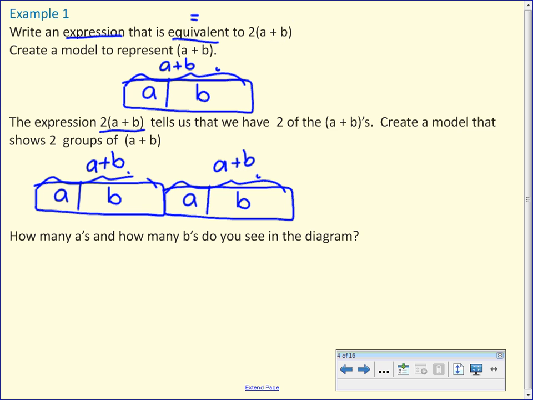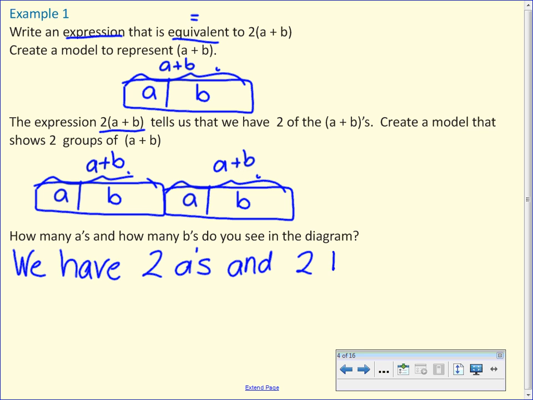So we have two A's and two B's. And I see that in my second model. So by multiplying the expression A plus B times 2, I ended up with two A's and two B's. So if you were to turn around and put your, well, hang on one second. We're going to get to that in a minute.